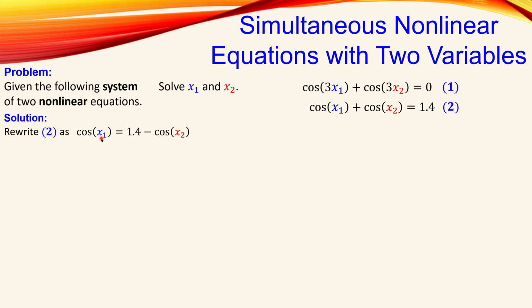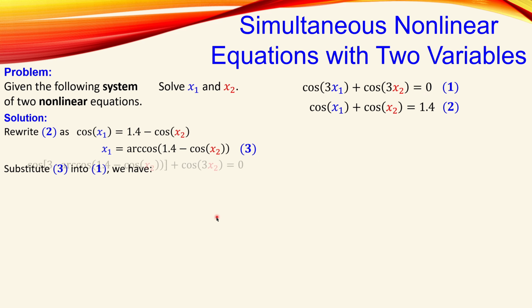So cosine of x1 is equal to 1.4 minus the cosine of x2. I will move this cosine of x2 to the right hand side of the equation. Now I also take the arc cosine of the left and right hand sides, and you will have this expression, which is then the third equation in our case. If I now continue and substitute equation number 3 in equation number 1, which we haven't used yet, we have the following expression.